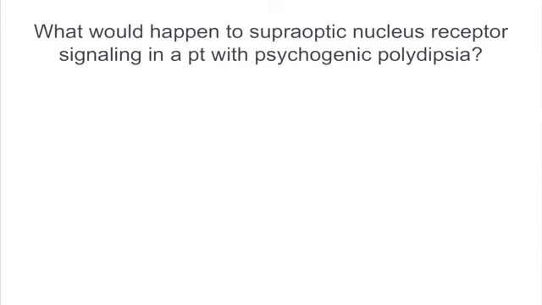Okay, so let's do a question. What would happen to the supraoptic nucleus receptors in a patient with psychogenic polydipsia? So psychogenic polydipsia, also called primary polydipsia, means the patient is drinking massive amounts of water as a result of a psychological condition. Okay, so the patient is drinking lots of water.